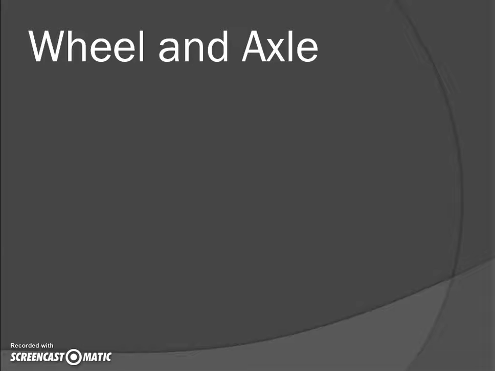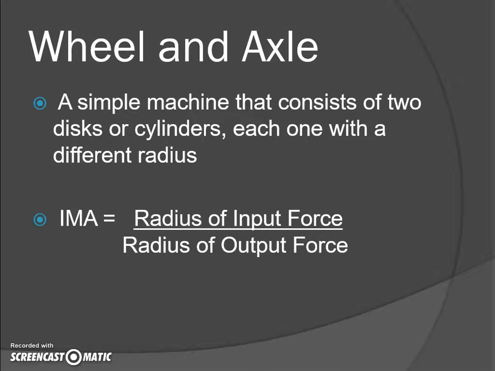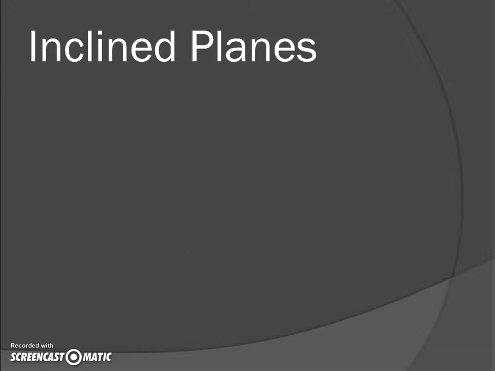The second type is wheel and axle. It's any simple machine that consists of two discs or cylinders. Each one will be a different size, and they will rotate. And in this case, your IMA will be the radius, not the diameter, but the radius of those cylinders.